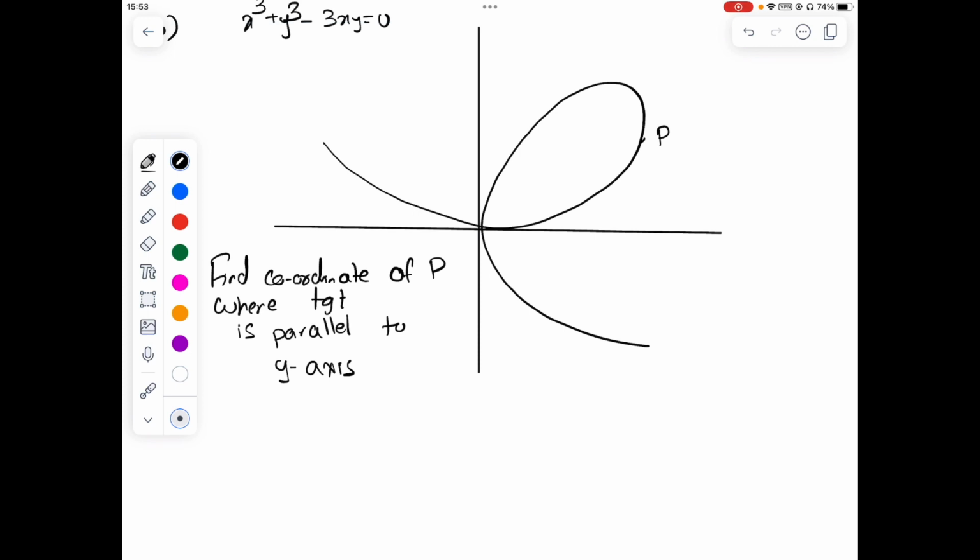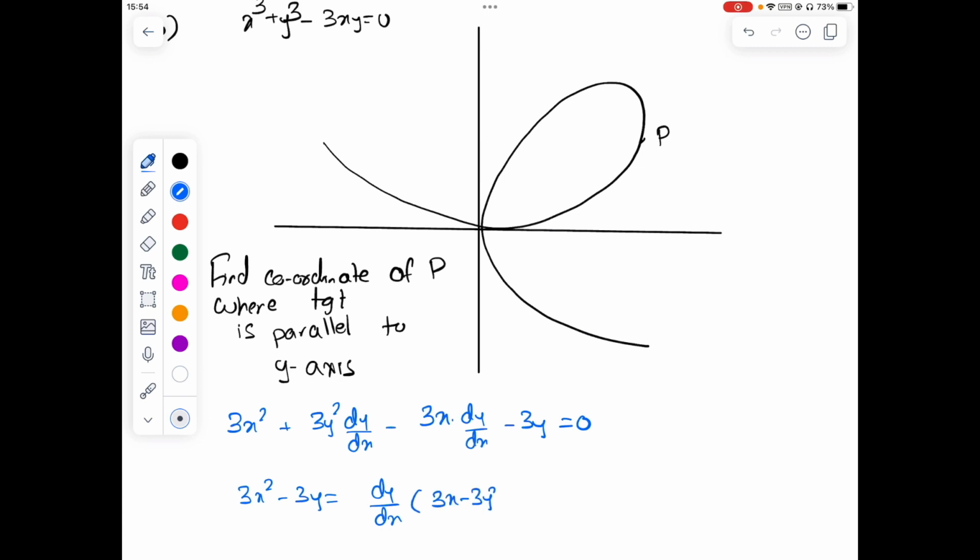Coming to the next question, find the coordinates of P where the tangent is parallel to the y-axis. So find the derivative first. So what is that? x cube derivative is 3x square, plus 3y square dy by dx, minus using the product rule, 3x dy by dx minus 3y equals 0. So what do I take? 3x square minus 3y equals dy by dx taken to the other side. It becomes 3x minus 3y square. So what do I get for dy by dx? I get 3x square minus 3y divided by 3x minus 3y square.